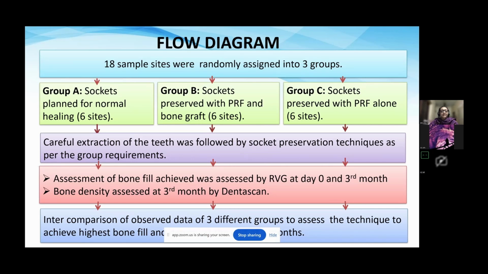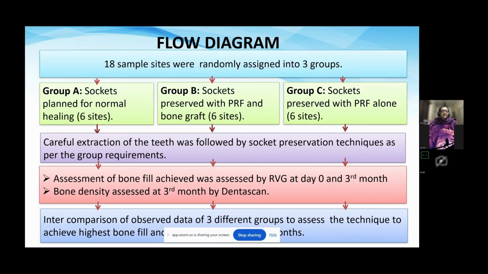18 sample sites were randomly assigned into 3 groups. Group A consisted of those sockets planned for normal healing, 6 sites. Group B consisted of sockets preserved with PRF and bone graft, 6 sites. And Group C, sockets preserved with PRF alone. So careful extraction of the teeth was followed by socket preservation technique as per the group requirements.